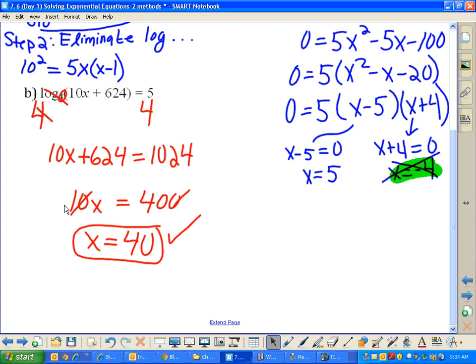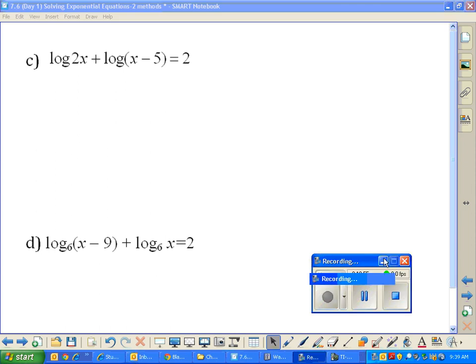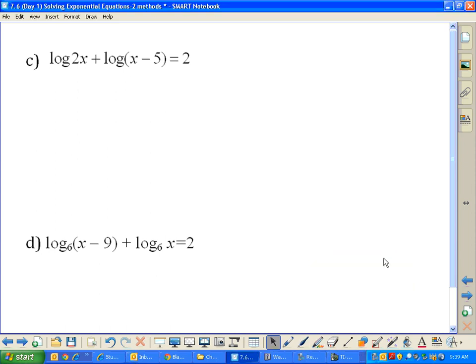Are there questions about that? No? All right. I want you to try these two. See how it goes. Write it as a single log first. And then step 2, you get rid of the log. And then step 3, solve and check. Go ahead and I'll give you a minute to do that. I think I am going to do the honors just a little bit to finish up C and D.